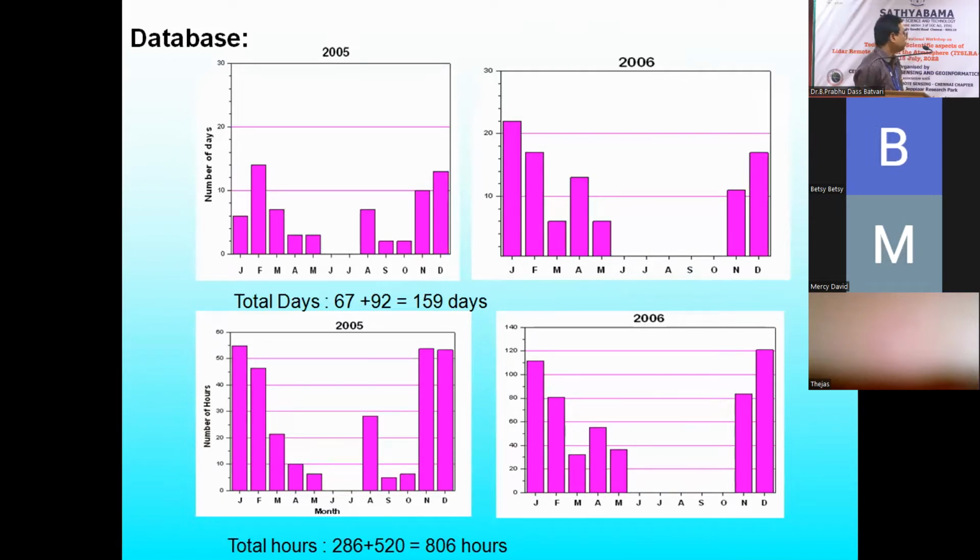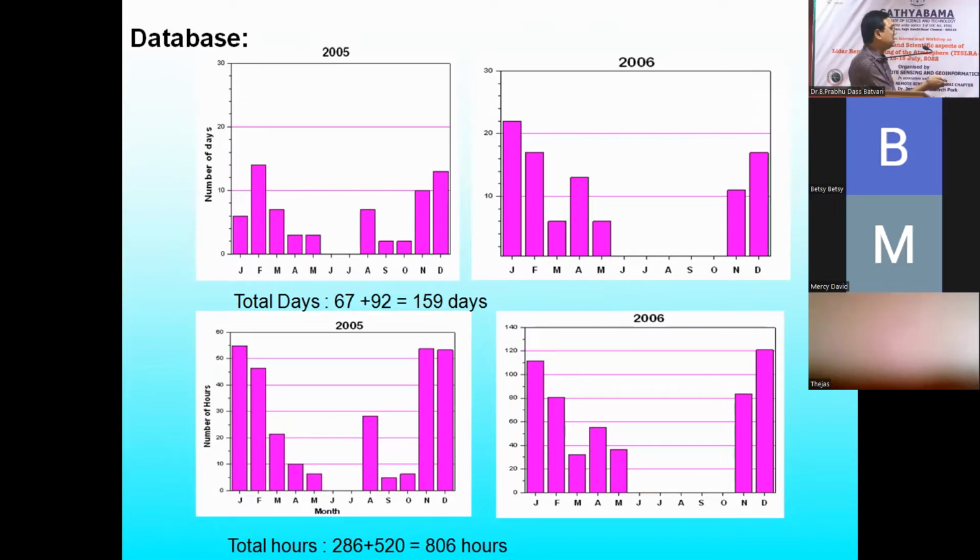The top panel represents the number of days observed for every month throughout the year. This is 2005, and the second panel is 2006. In these two panels, we do not have any observations in June and July. The main reason is that those days are cloudy and convective days are dominant. That's why we are unable to find any observations during these months in 2005.